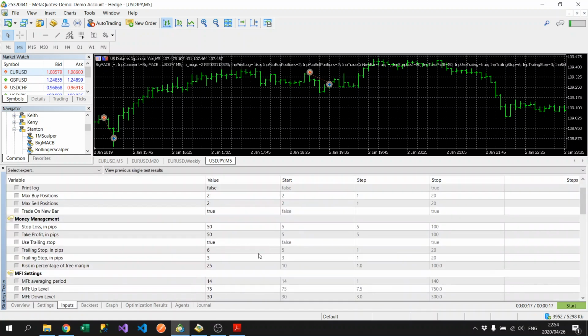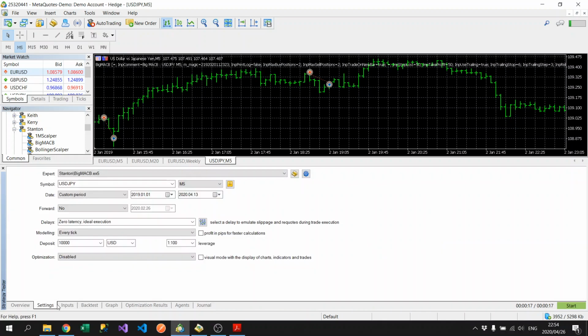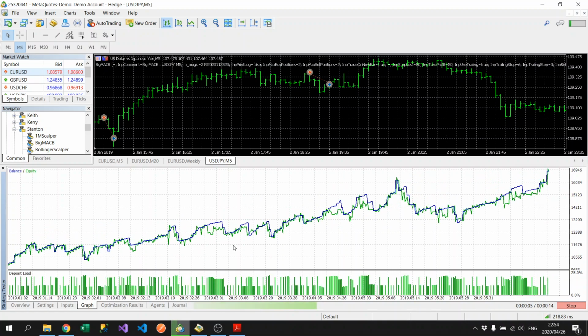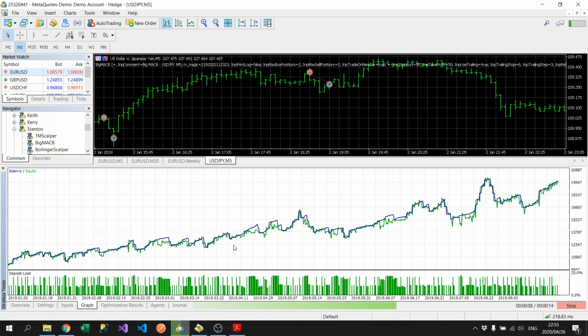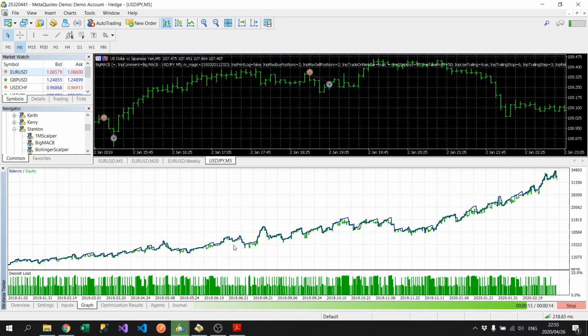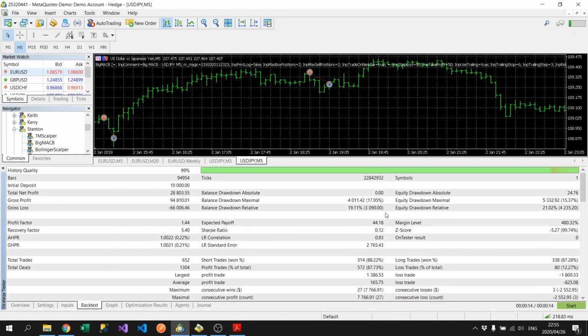If you want, we could drop the risk percentage down to, let's say, 10% of the free margin per trade. We start that, and we can look at the graph again. Trade finished. So at less risk, we're still making about 370% per annum with a much lower drawdown, as you can see here.